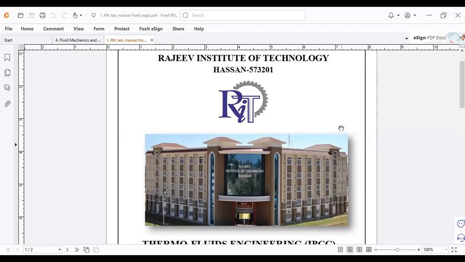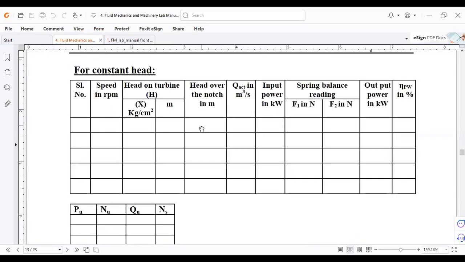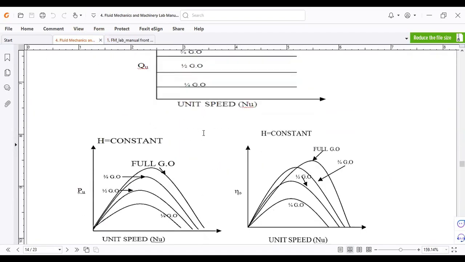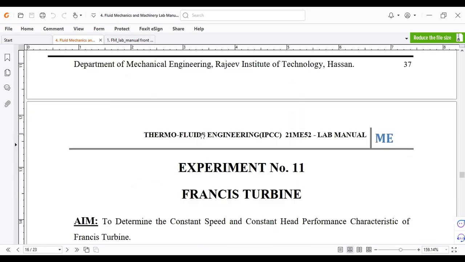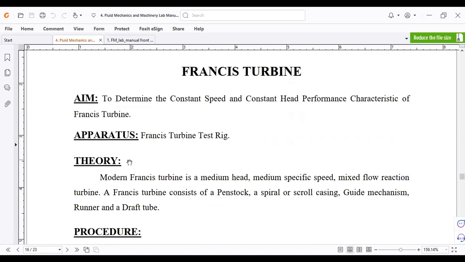Okay, the Francis turbine experiment part is over. Now we are going to discuss the calculation part. Francis turbine calculation part. Here also you are going to conduct the experiment in two methods, constant speed and constant head, similar to what you did in the Pelton wheel.